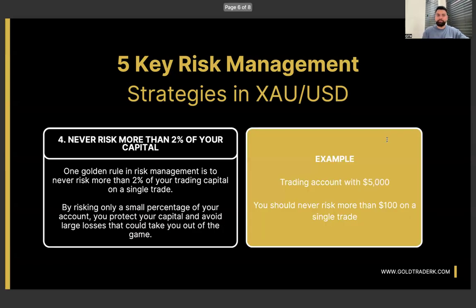Setting both of these orders ensures that your profits are protected while limiting your losses no matter what happens in the market. Fourth point, never risk more than 2% of your capital. One golden rule in risk management is to never risk more than 2% of your trading capital on a single trade. By risking only a small percentage of your account, you protect your capital and avoid large losses that could take you out of the game. Example, if your trading account is $5,000, you should never be risking more than $100 on a single trade. You want to play smart. This is a long-term game, not a get-rich-quick scheme.